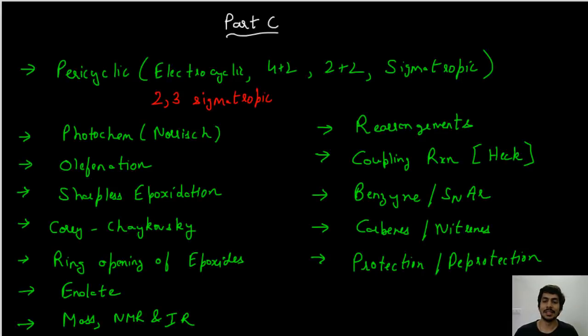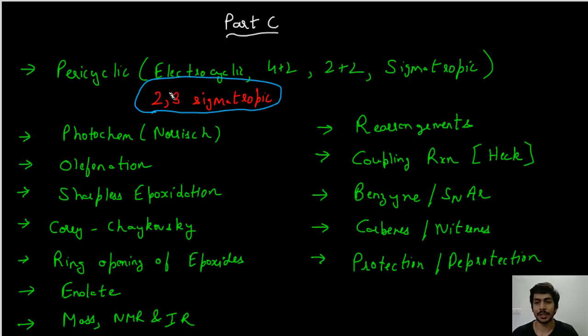So in part C, the part which carries the most weightage, and is quite easy to understand as well, is pericyclic. Particularly, I would like to highlight 2,3 sigmatropic reactions. They are so commonly asked in the CSIR examination. They would not be a direct question, but in one of the examinations there were 10 indirect questions based on 2,3 sigmatropic reactions.